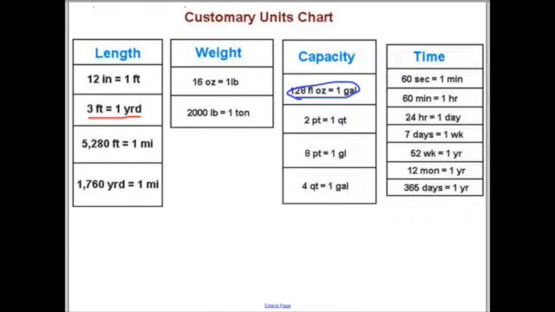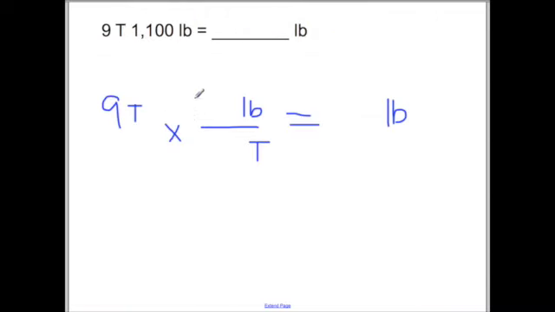I'm going to go back to my conversion sheet. How many pounds are in 1 ton? Here it is right here. 2,000 pounds is 1 ton. I'm going to put that in here. 2,000 pounds equals 1 ton. Okay? Now remember to multiply these.